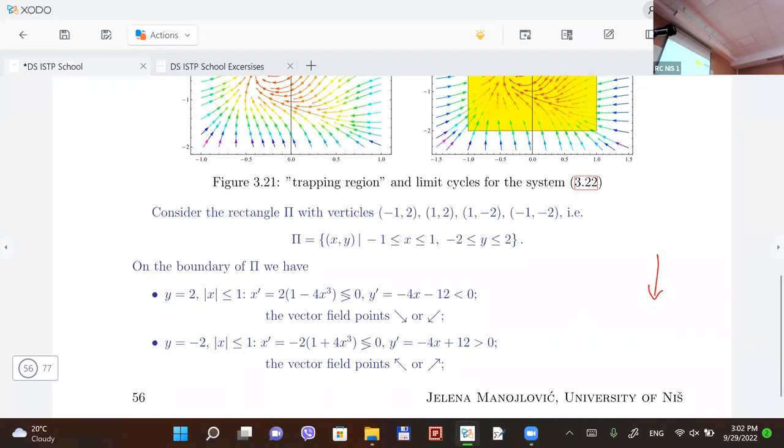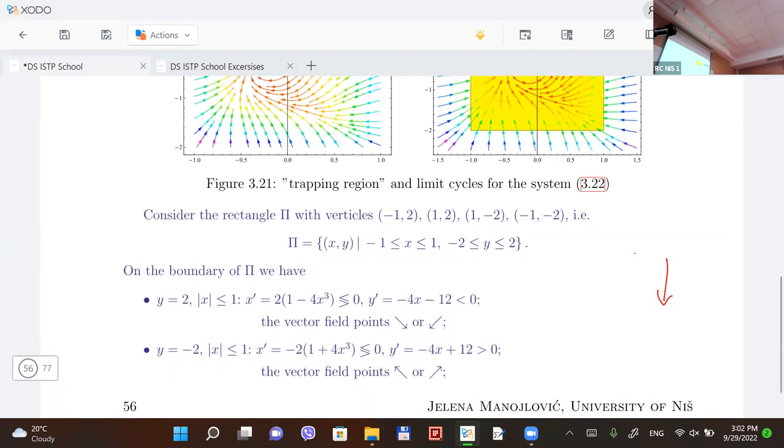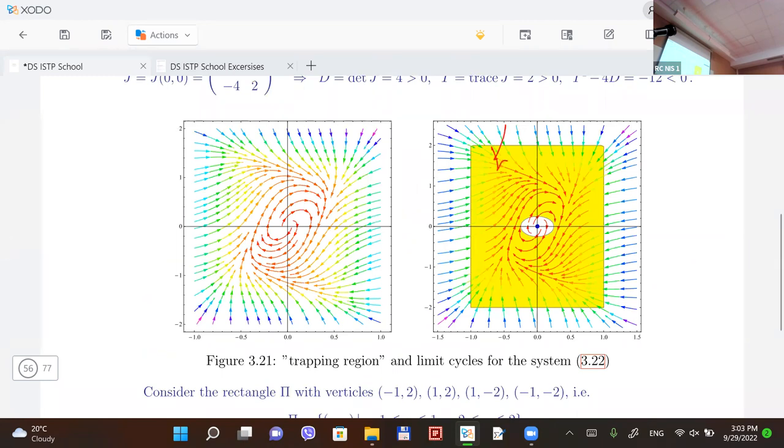And x goes either in this direction or this. So anyway, the vector field points like this, okay? We are on epsilon equal two. So on this boundary, we either go there or there, but anyway, the vector field points inward. So the trajectory will never leave this region. Pretty much the similar calculation on each boundary.